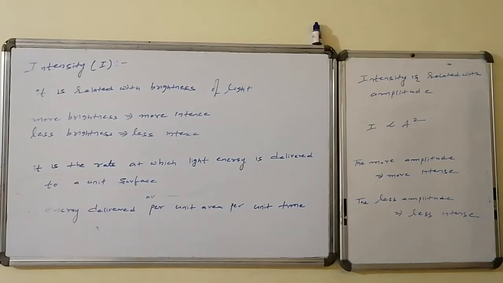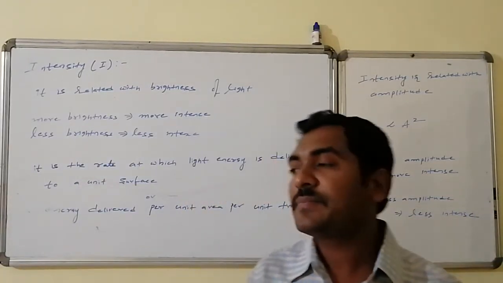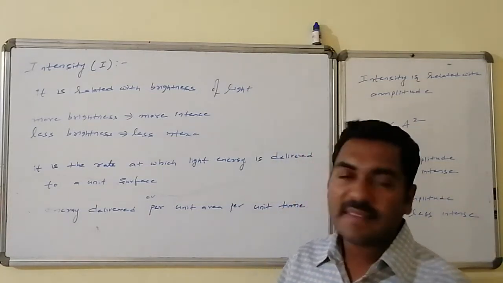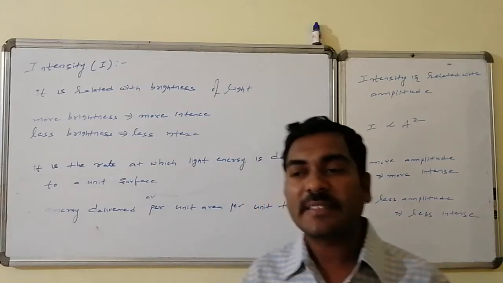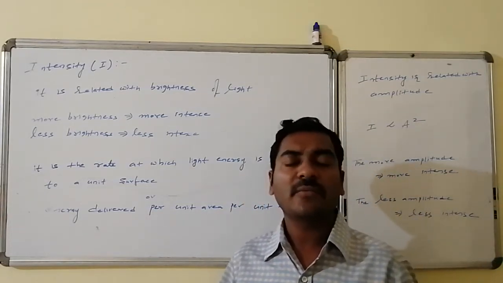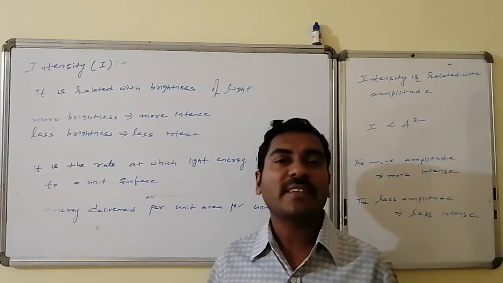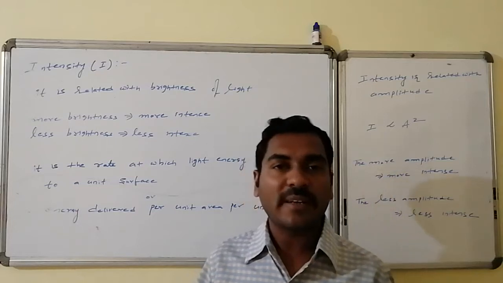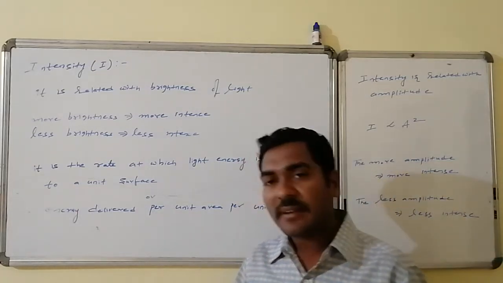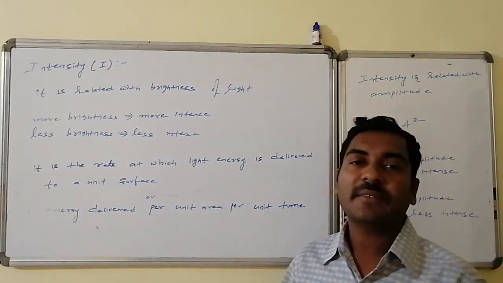Intensity, generally indicated by I, it is related with the brightness of the light. The more brightness, we feel that it is more intense, and the less brightness, we feel that it is less intense. A room of more lights is more bright, we feel it is more intense technically. Similarly, the same room of less number of lights, less bright, that we can feel it is of less intense technically. So it is the rate at which the light energy is delivered to unit surface area.